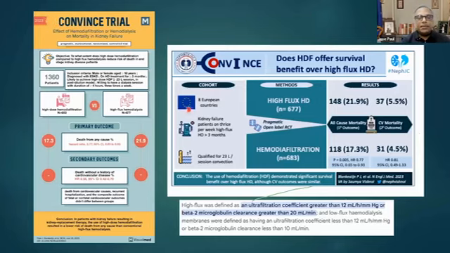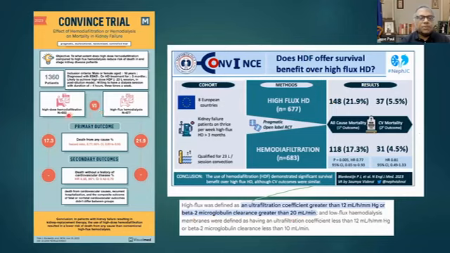It was done in 8 European countries. It was a prospective randomized controlled trial. The patients, around 1,360, were classified to undergo either high dose hemodiafiltration or high flux hemodialysis. High flux hemodialysis is what is generally done abroad, not in India, in most European centers as well as in the US, where you use an ultrafiltration coefficient of more than 12 milliliter per hour per millimeter of mercury, or a beta 2 microglobulin clearance greater than 20 ml per minute. So they were randomized into 2 groups.